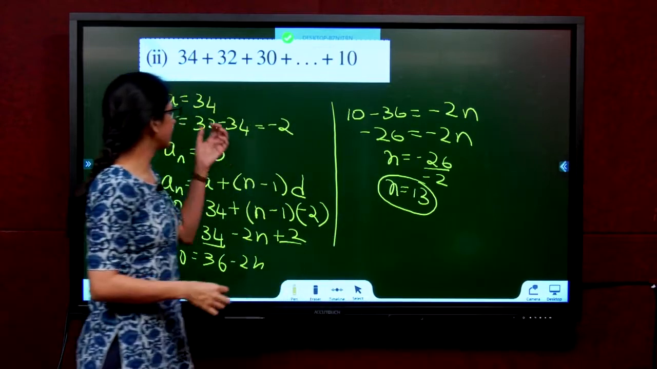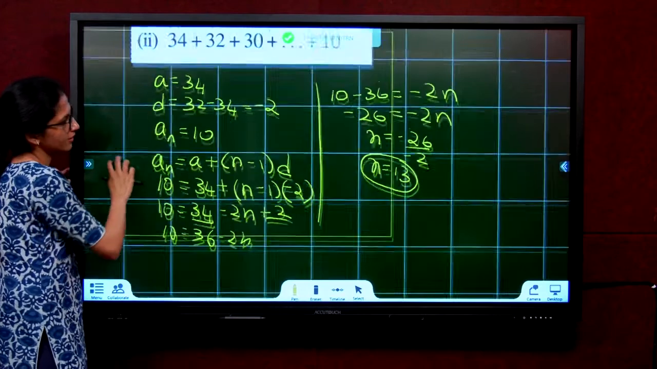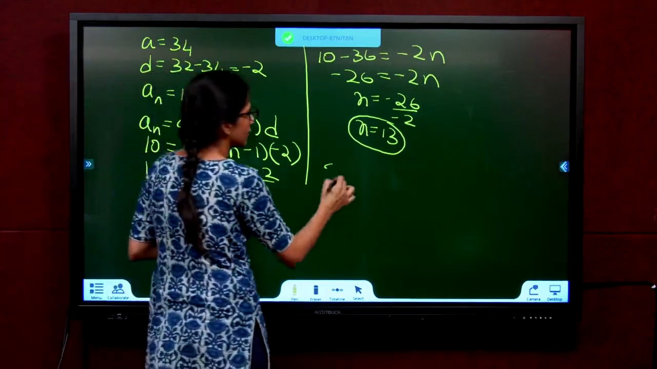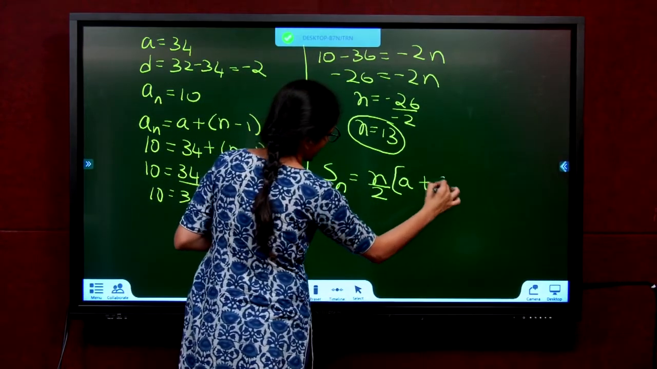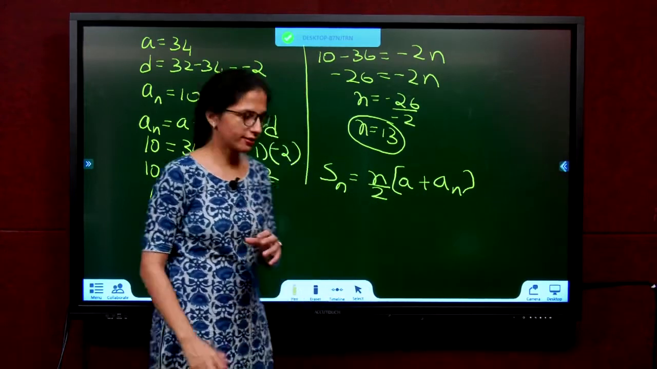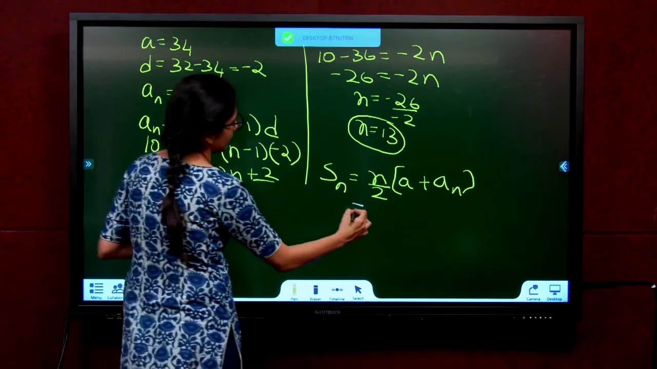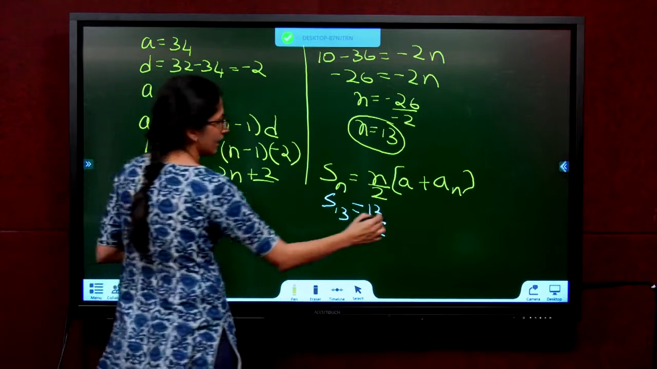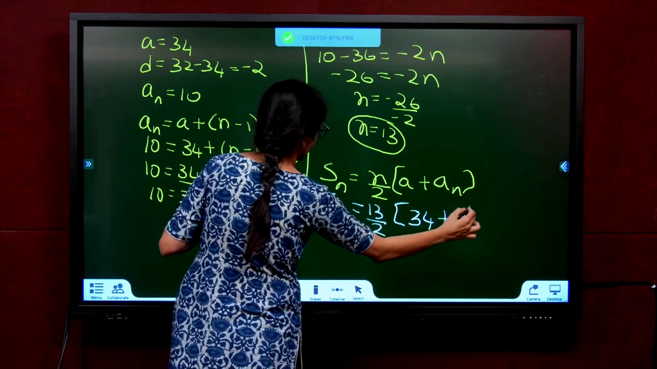So we have N and we have all the other terms now. You have to find Sn. You can use anything for Sn. Because we have the last term, I will go for that formula. You can always go for the other formula too. N by 2 into A plus An. If you use 2A plus N minus 1 into D also, it's correct. It's just a little longer. So now, let's substitute. N is 13. 13 by 2. So I'm finding S13. A. What is A? 34. An 10.